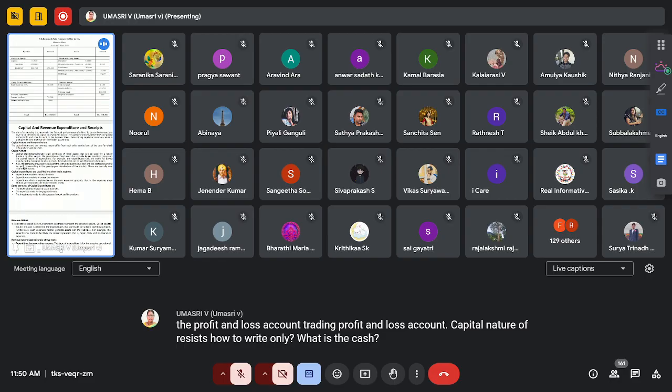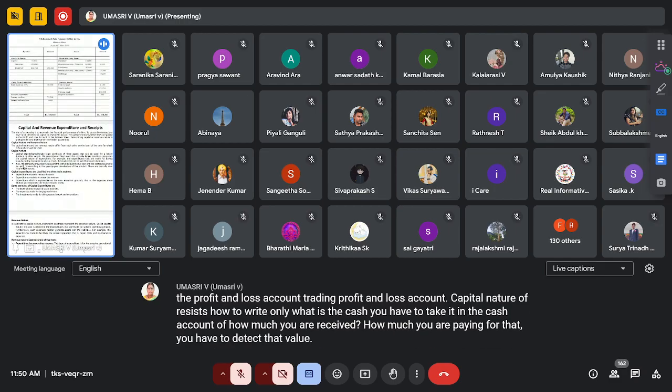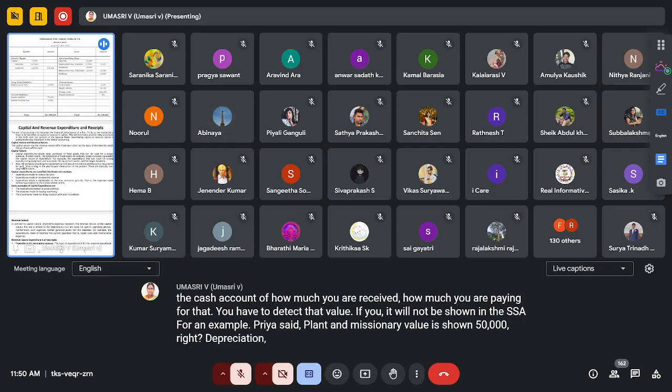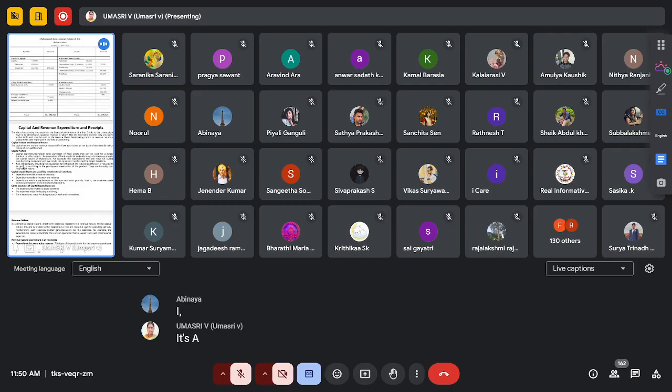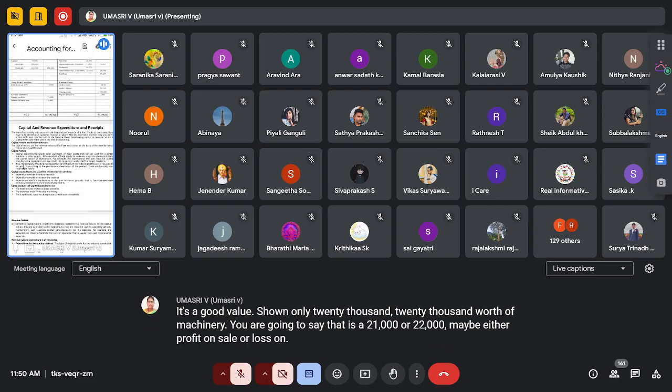You have to take it in the cash account or bank account, how much you received, how much you are paying for that. You have to deduct that value. It will not be shown in the asset. Say for an example, on the asset side plant and machinery value is shown 50,000, right? Depreciation you have already deducted, 30,000. Its book value is shown as only 20,000. The 20,000 worth of machinery you are going to sell, that is 21,000 or 22,000, maybe either profit on sale or loss on sale.